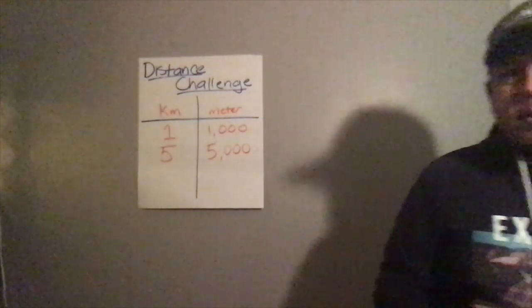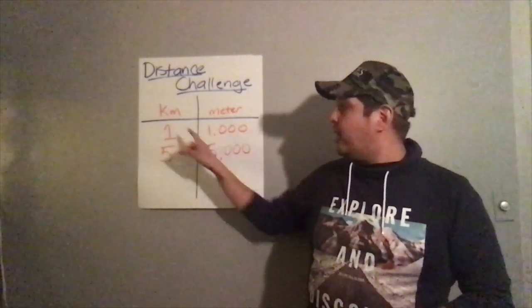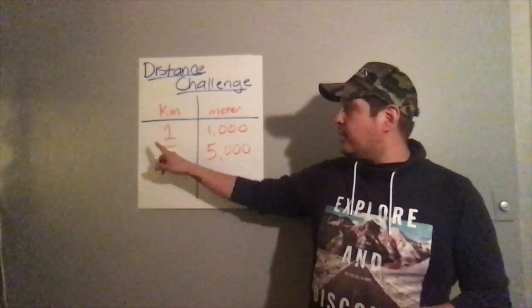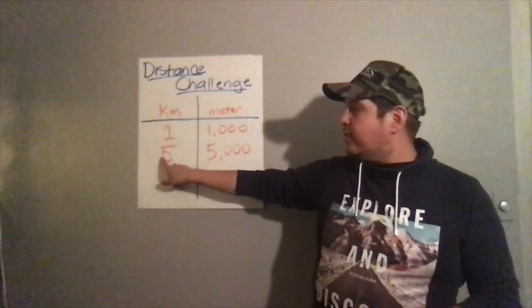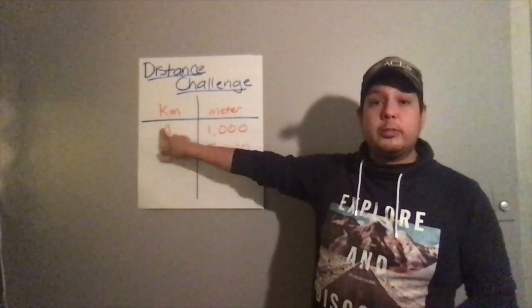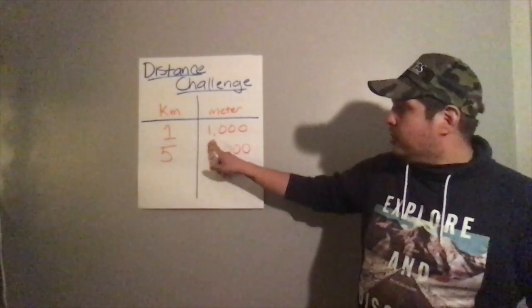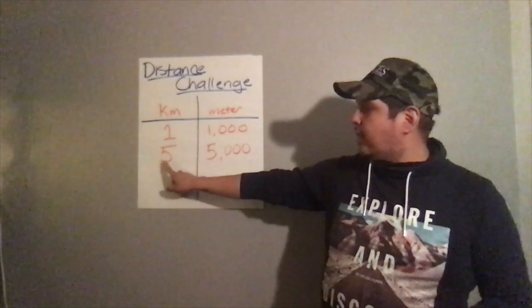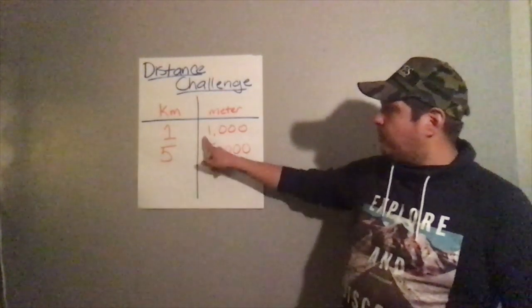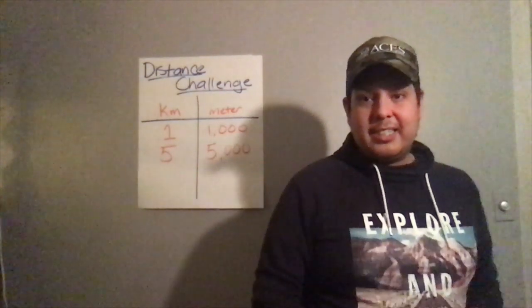Okay? Remember with our ratio tables that we want to use the information that we have, and then just build on it. So for example, if we saw that from here to here, we went from 1 to 5. And we said, well, to get from 1 to 5, we could multiply this by 5. We'd have to do the same thing on this side, okay? So for every 1 kilometer, we had 1,000 meters. So that means that for 5 kilometers, if we multiplied 1,000 times 5, we would get 5,000 meters.